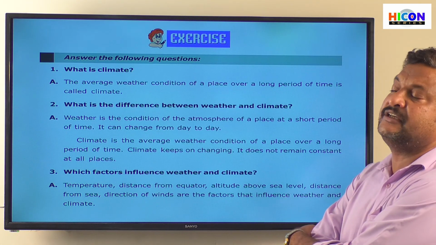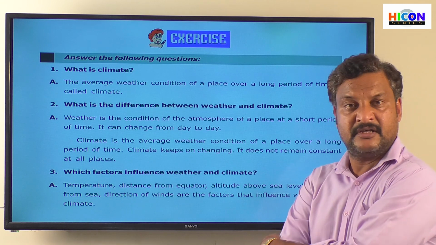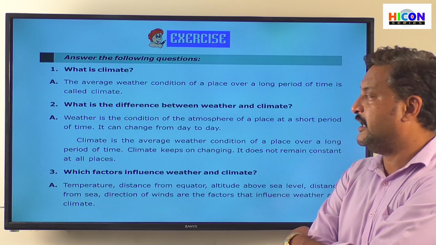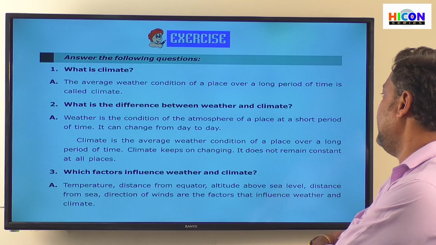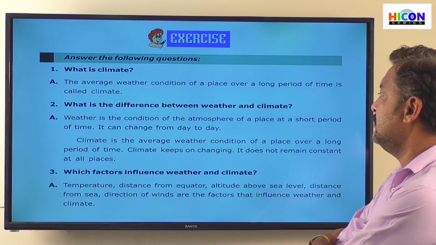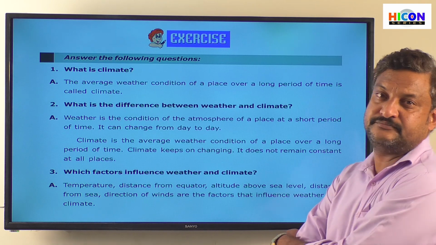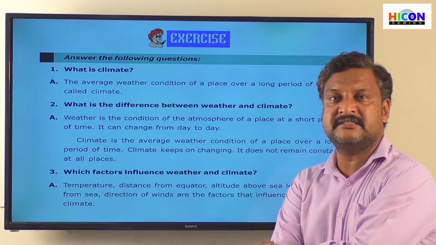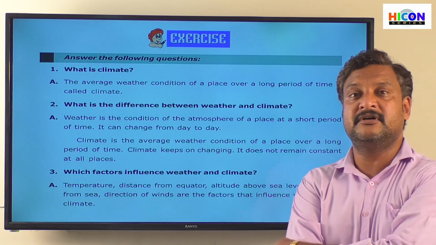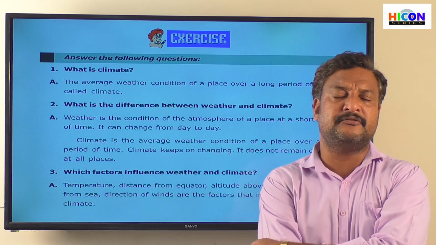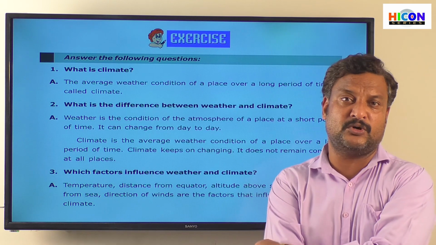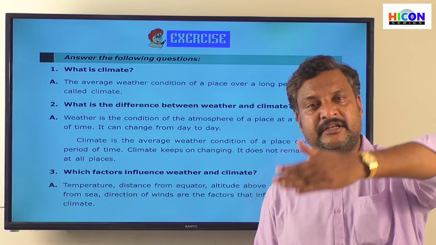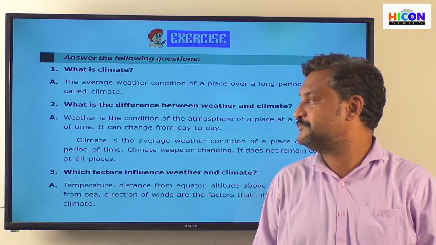Second one, what is the difference between weather and climate? How is weather different from climate? See, weather is a condition of the atmosphere of a place at a shorter period of time. It can change from day to day. The weather conditions that we have today may not exist tomorrow. It can go to the next level or it can come down also.